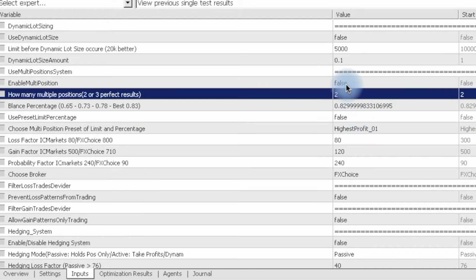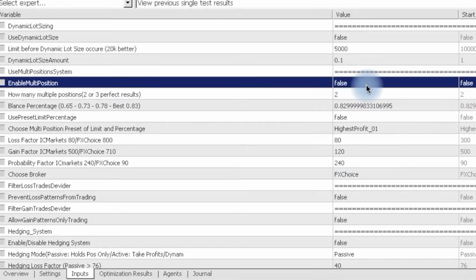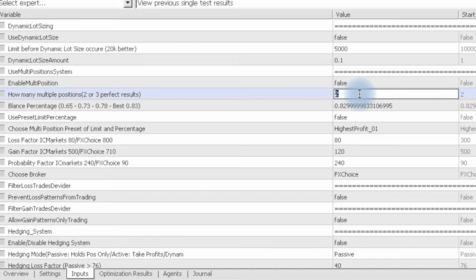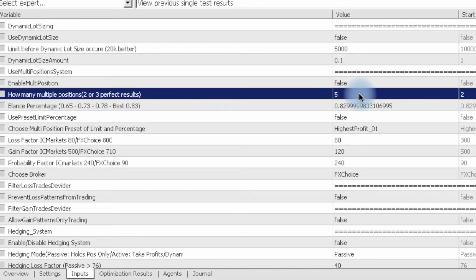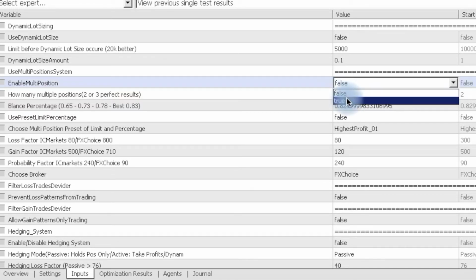Now the next portion is enable multi-position. Multi-position is a very, very powerful tool. Instead of opening only one position at a time, multi-position will actually multiply this exact position 10 times, for example, or 5 times, whatever you specify in here. So I can say 5 times. Then whenever this system opens one position, it will multiply it 5 times, so it opens 5 positions if I set this to true.